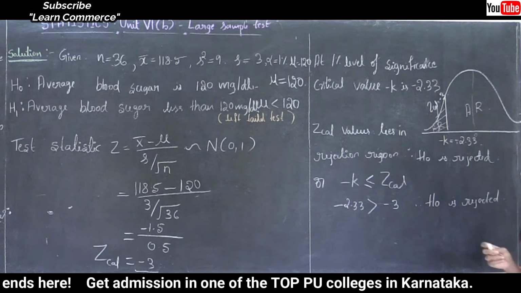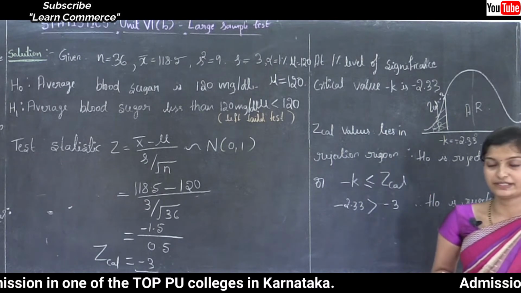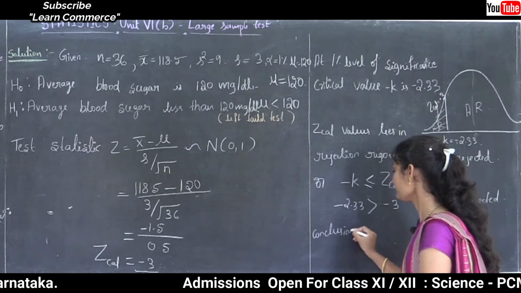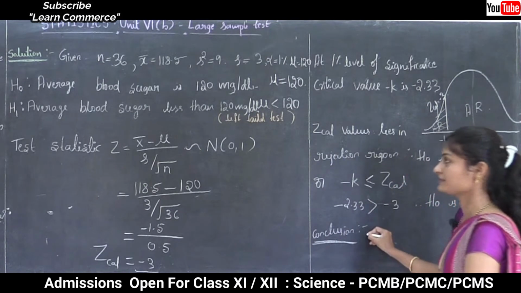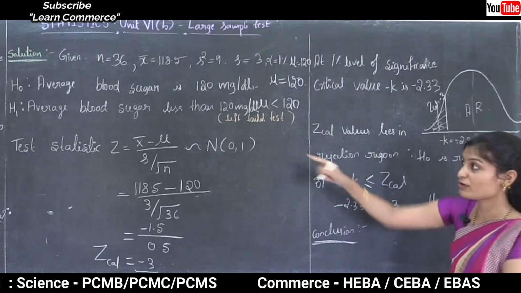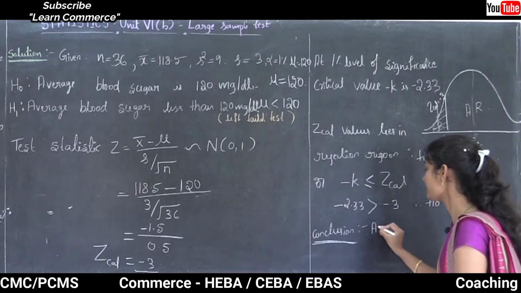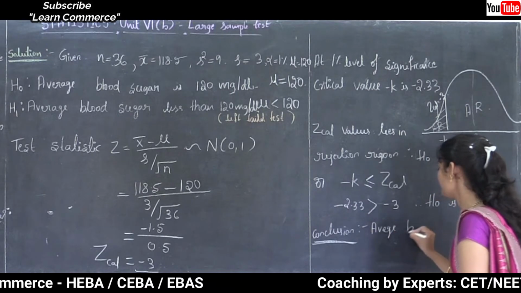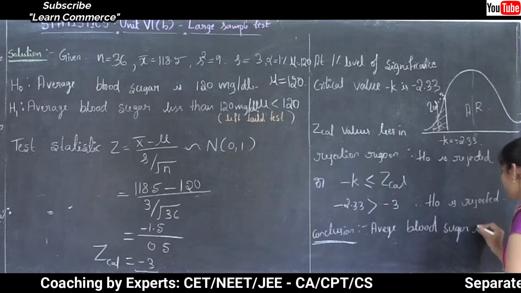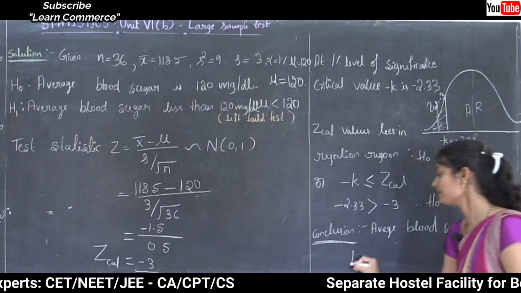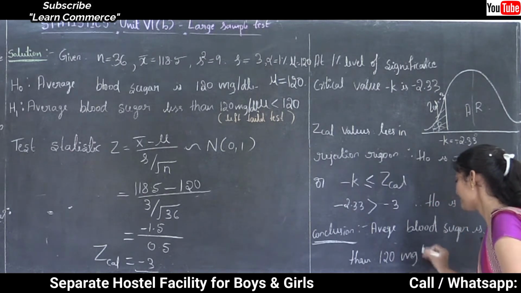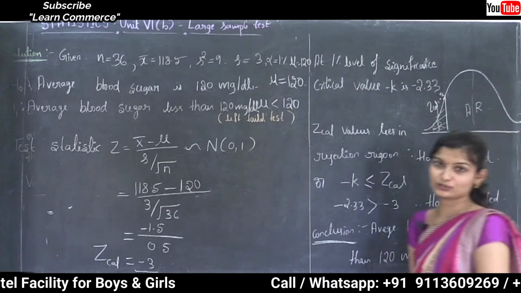And if H naught is rejected, then H1 is accepted. Then what is the conclusion? H naught is rejected, so H1 is accepted. What is H1 here? H1 is: average blood sugar is less than 120 mg per dl. Okay, this is the conclusion.